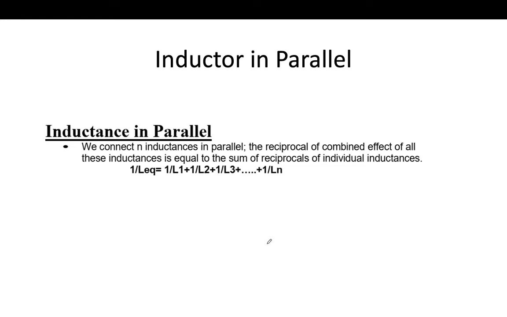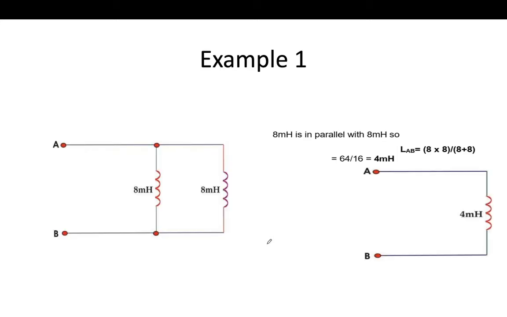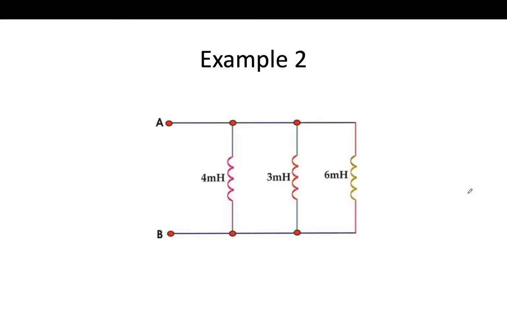So what if the inductors are in parallel? We connect inductors in parallel. The reciprocal of the combined effect of all these inductors is equal to the sum of the reciprocals of the individual inductors. It is the same formula we used for resistors. Let's directly do the example. We have two inductors in parallel to each other, and the values are both 8. So we take 8 times 8 divided by 8 plus 8. The combined effect of these two inductors in parallel will be 4.